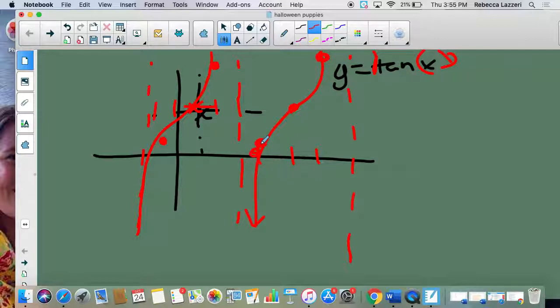So anyway, with tangent, find your phase shift and your vertical translation, and then from there go 1, 2, asymptote, back to your phase shift, immediately to the right, go up. If it's negative tangent, of course, do the opposite.